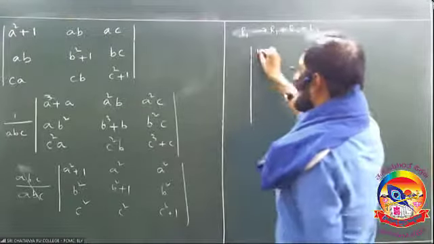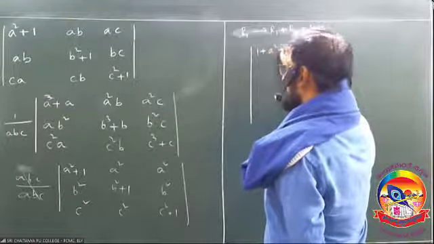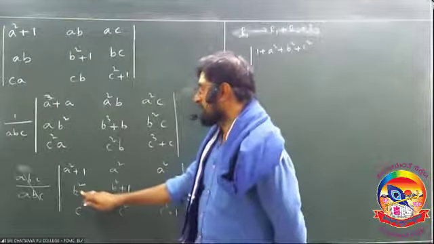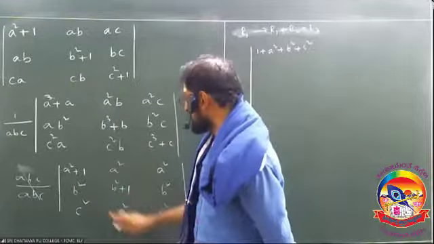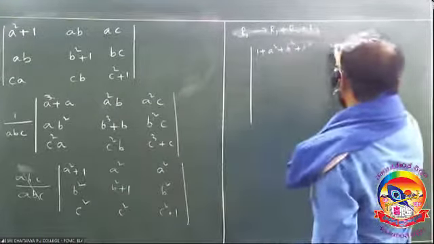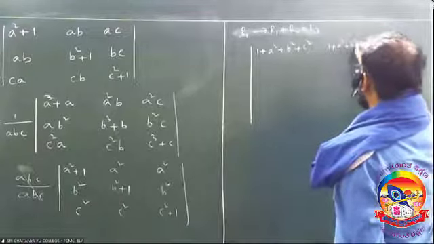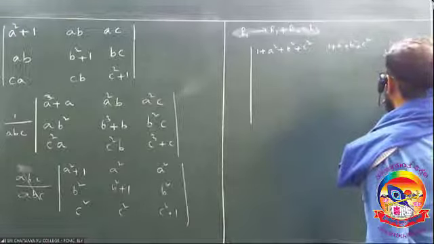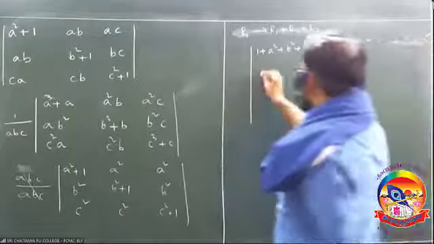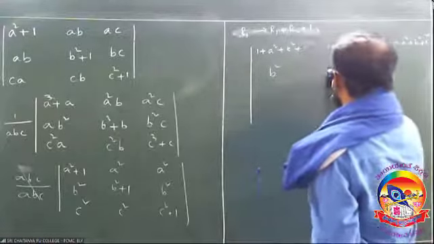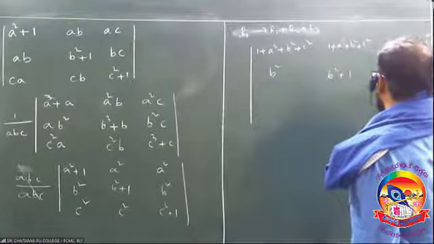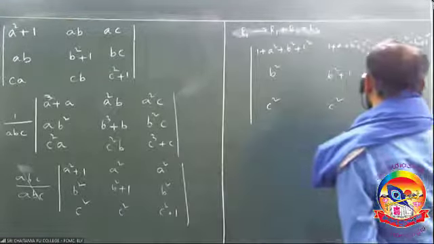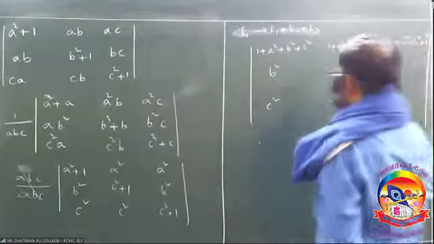Better. 1 plus A square plus B square plus C square. Observe. 1 plus A square plus B square plus C square. Now add these 3. You are going to get obviously 1 plus A square plus B square plus C square, and here also 1 plus A square plus B square plus C square. Okay. Now B square as it is, B square plus 1 as it is, here it is B square. Okay. Now C square plus 1 as it is.